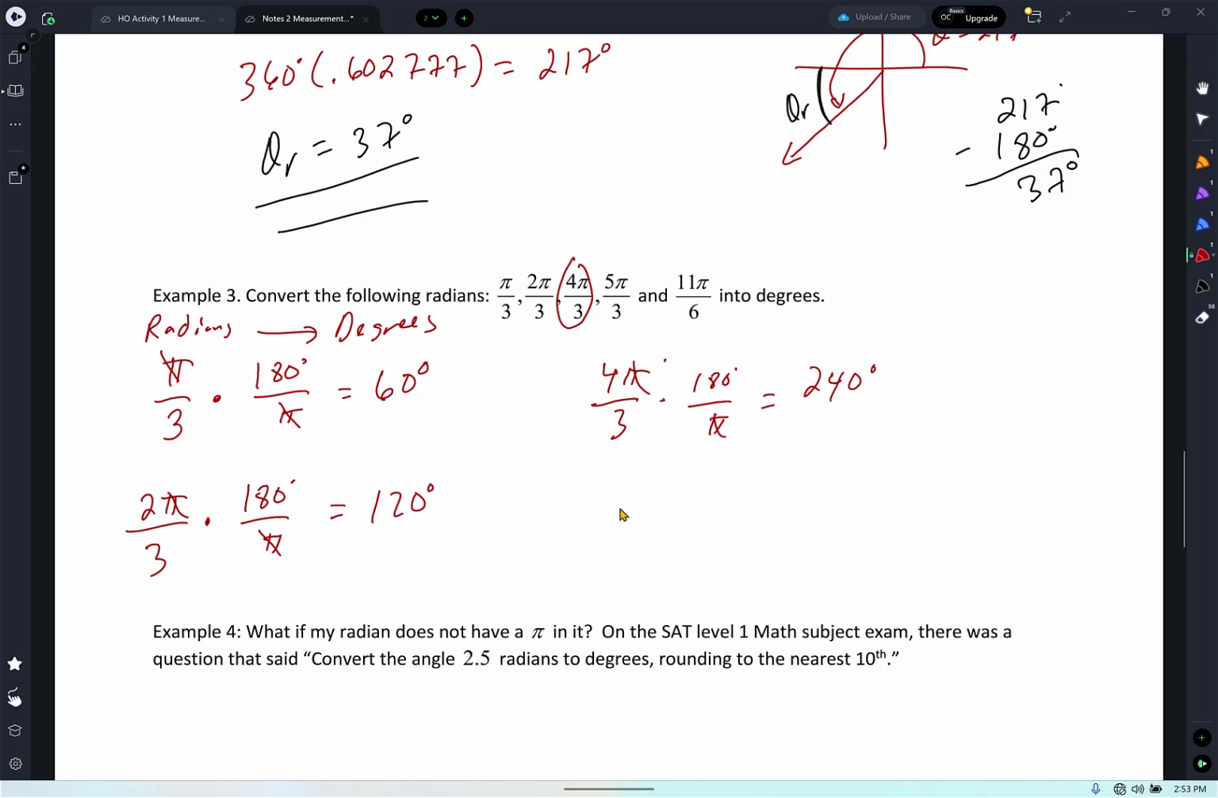Cool or not cool? 5 pi over 3 times 180 over pi. You're going to get 300. 300. Sorry for saying it weird.